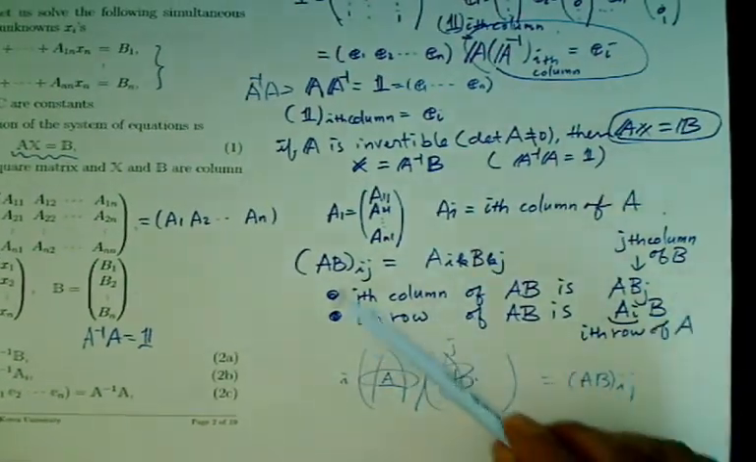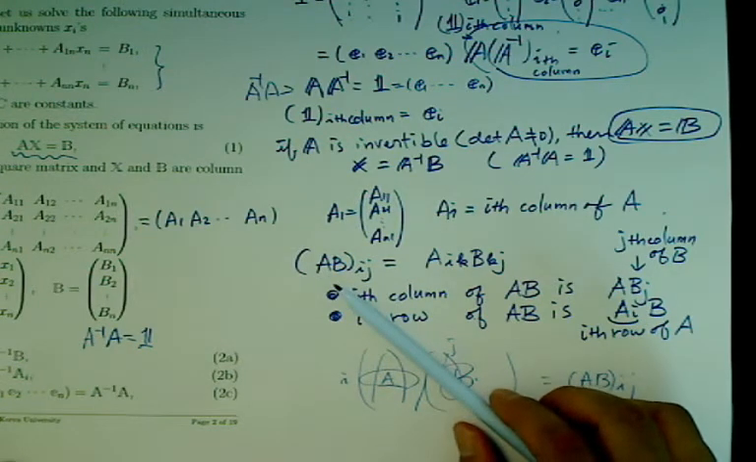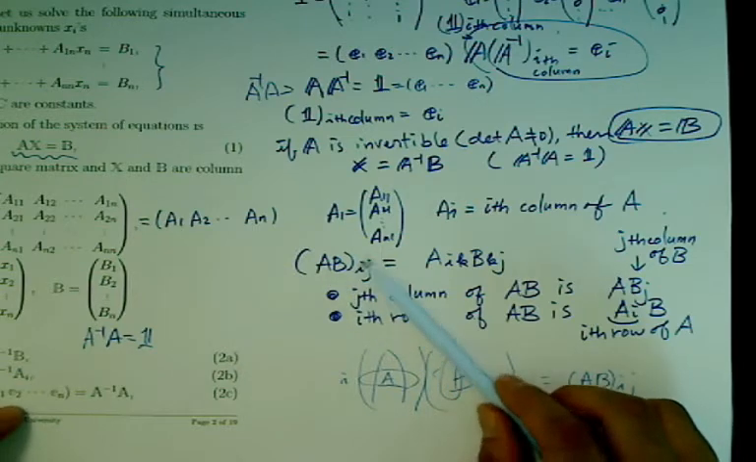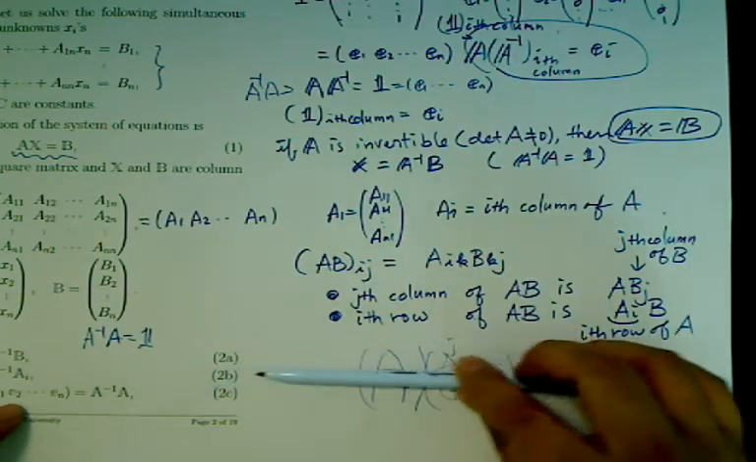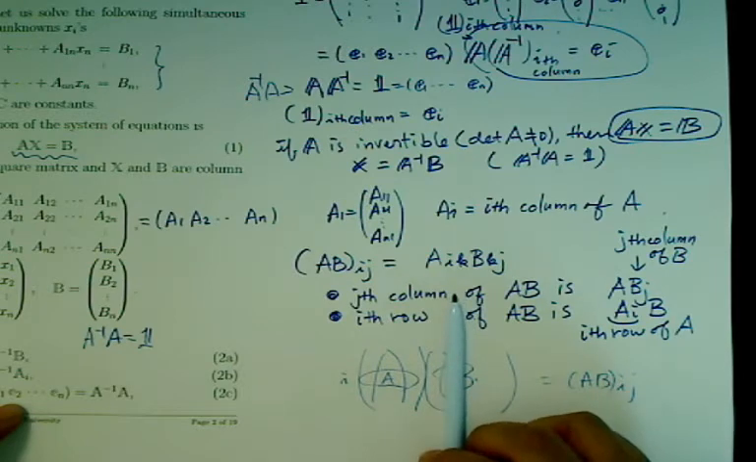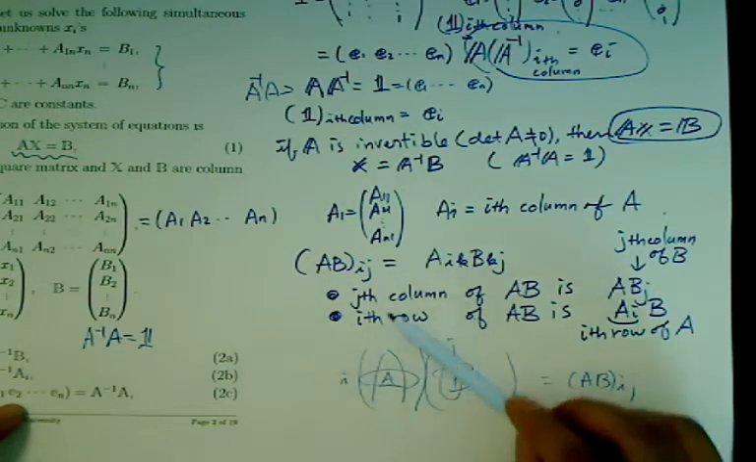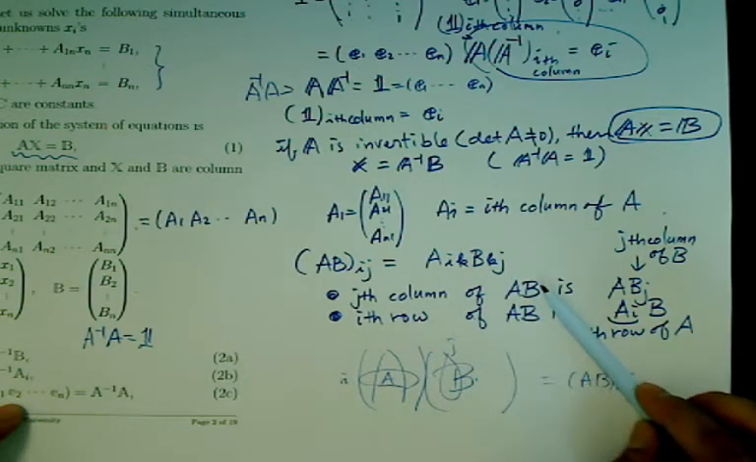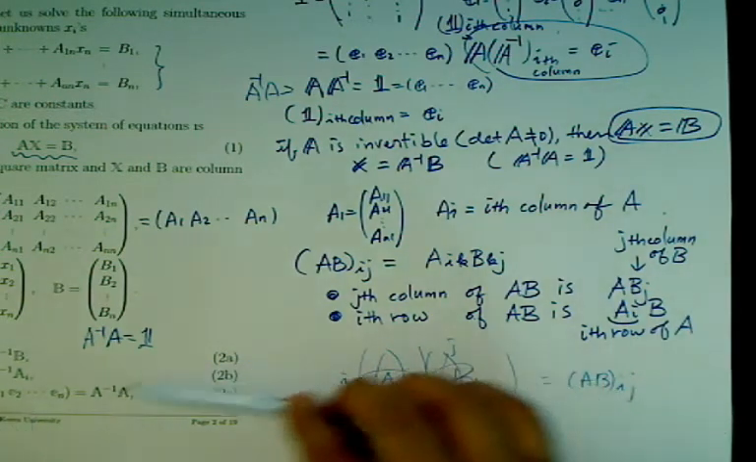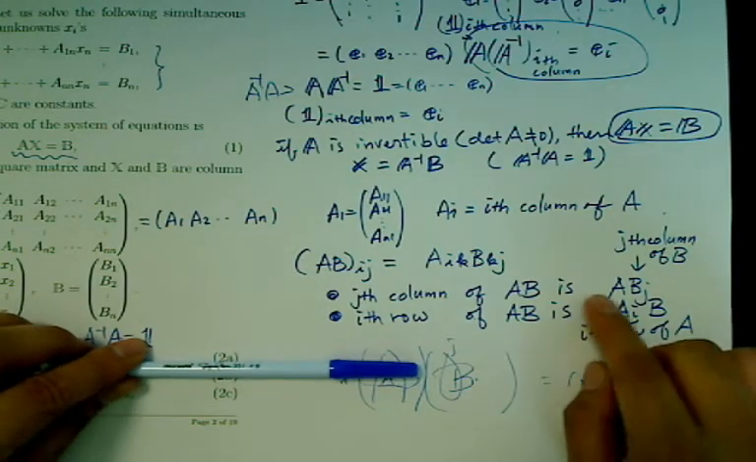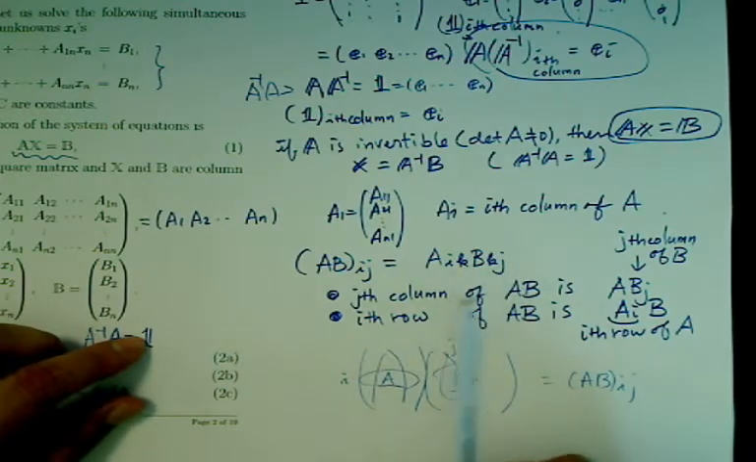Alright, recall that if I have a product of two square matrices, AB, the ij element can be obtained by multiplying the ith row of matrix A and the jth column of matrix B. Therefore, the jth column of matrix AB can be obtained by multiplying A to the jth column of matrix B. If I want to read the ith row of A times B, then what I have to do is multiply the ith row of A to the matrix B.